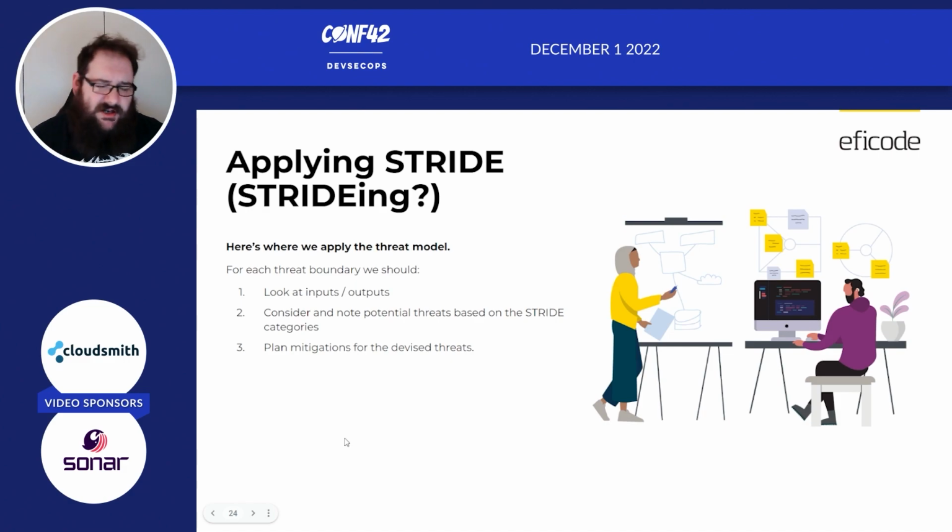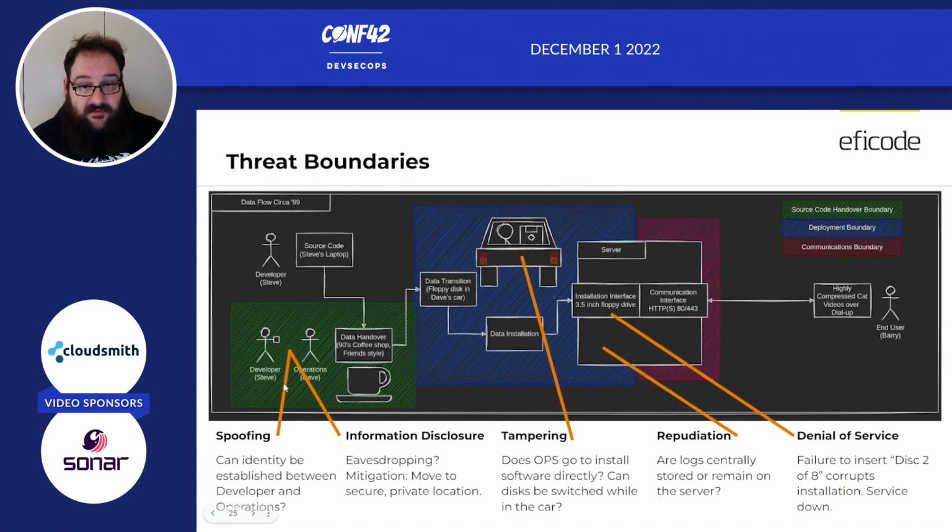So I'm not going to do the whole 90s data flow because I think that would take a bit too much time and I want to get into actual modern systems. So I've just made up a short example. So for example, in the handover boundary here of data handover, spoofing: is it possible to establish the identity of either the developer or operations, so maybe with ID cards?